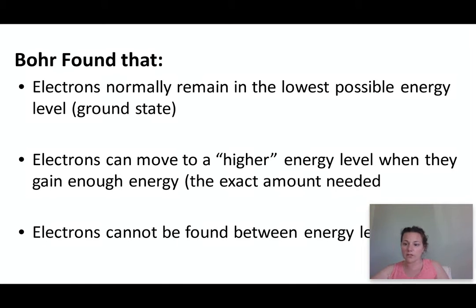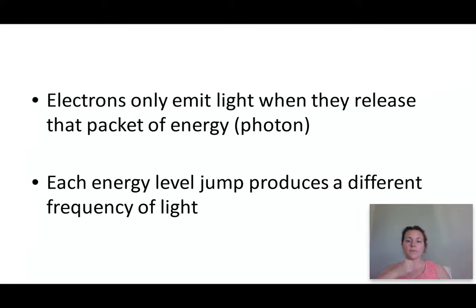It's like if you go to a concert and you have concert tickets, you can't get to the floor seats if you have tickets for the 300s. You can only go where you have a ticket for. The electron can only go in the energy level it has the exact amount of energy for. Now, he also said that electrons only emit light when they release that packet of energy. They're not releasing a continuous wave, just little packets.